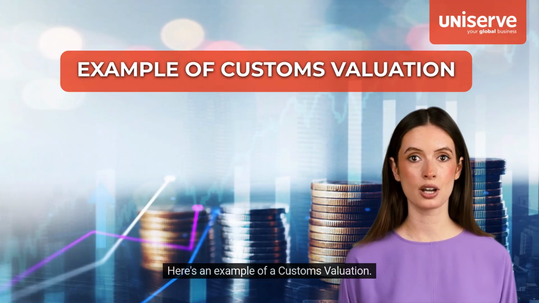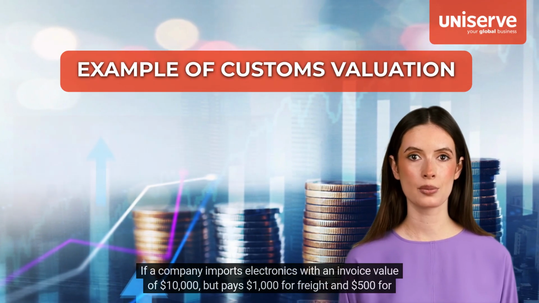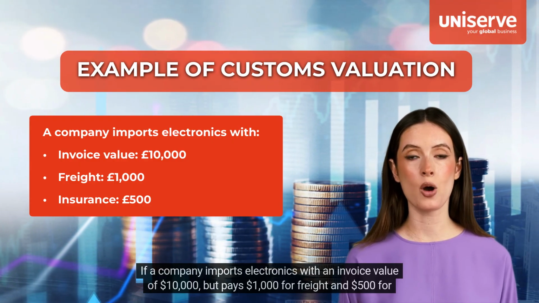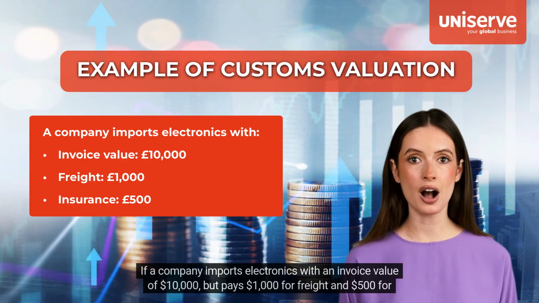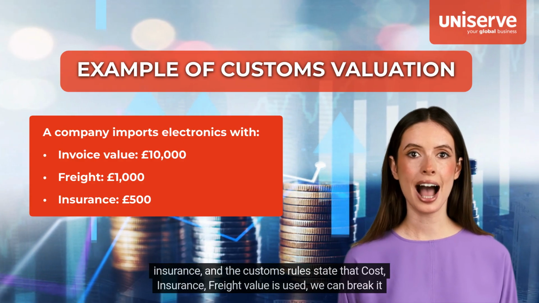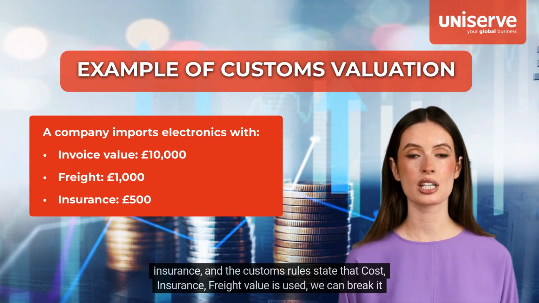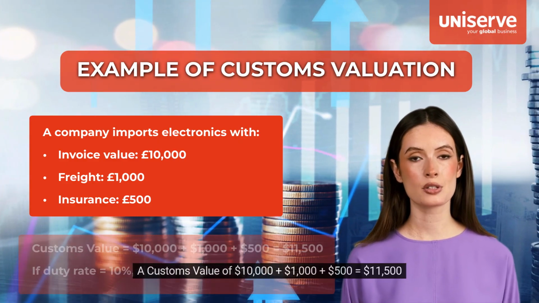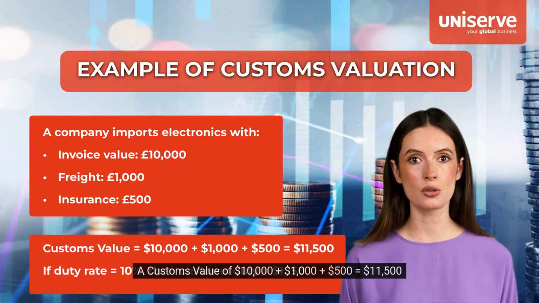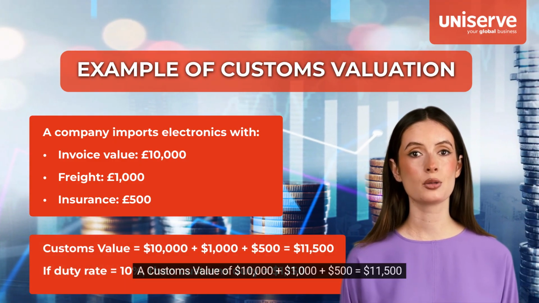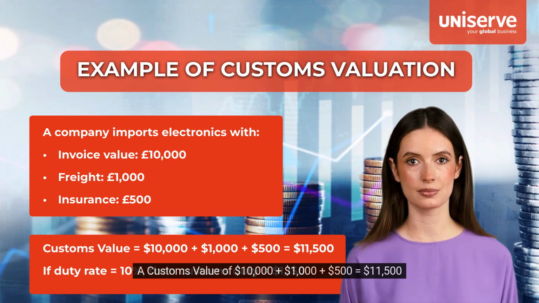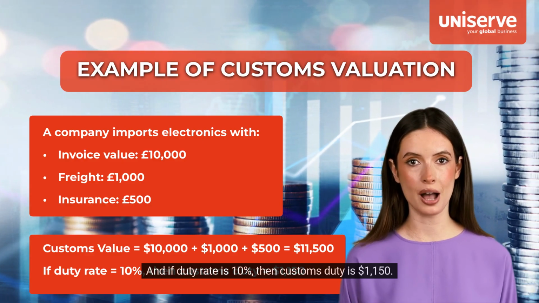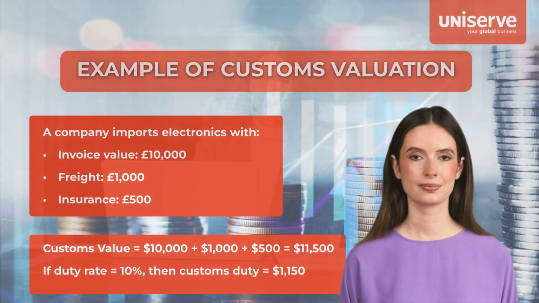Here's an example of a customs valuation. If a company imports electronics with an invoice value of $10,000 but pays $1,000 for freight and $500 for insurance, and the customs rules state that cost, insurance, freight value is used, we can break it down to a customs value of $10,000 plus $1,000 plus $500 equals $11,500. And if the duty rate is 10%, then customs duty is $1,150.